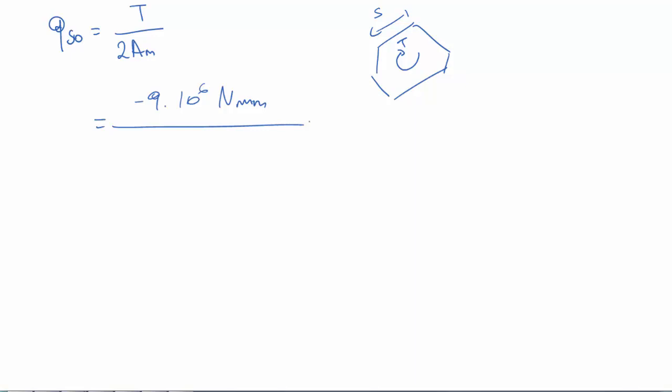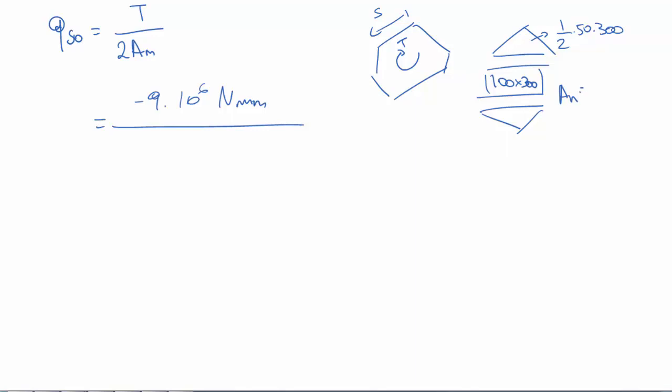Then the next thing we need is the enclosed area. We can see that our cross section is in fact simply one rectangle and two triangles. The area of the rectangle is 100 times 300, and the area of each triangle is half times 50 times 300. If we sum all this up, we get an area of 45,000 square millimeters.